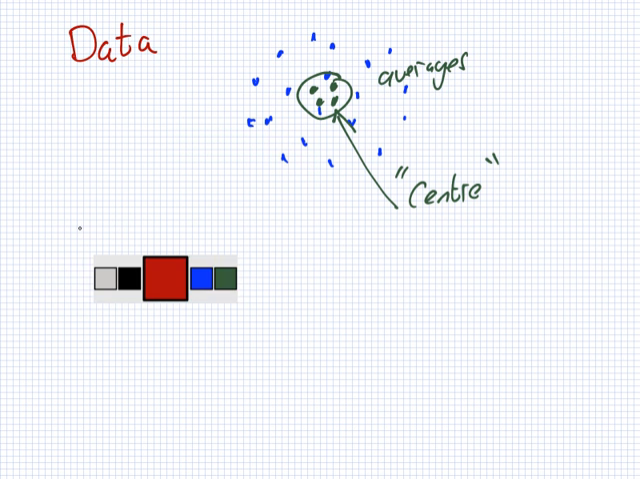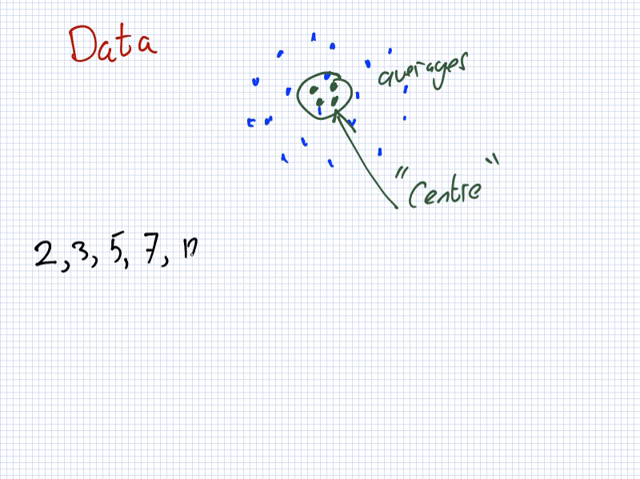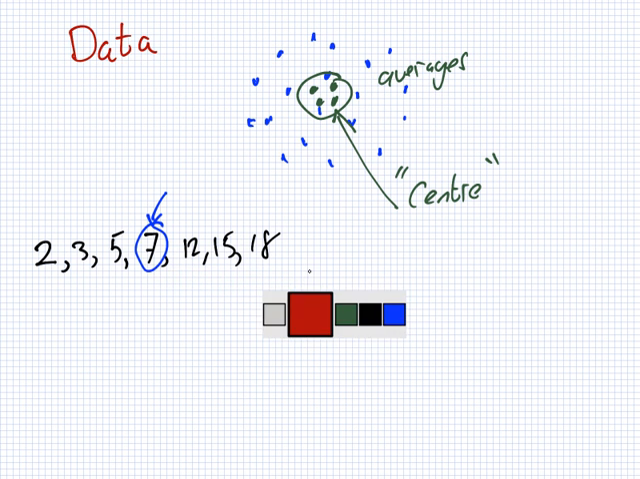So for example, a simple one would be like, if you had the data 2, 3, 5, 7, 12, 15, 18, the median is 7, which is literally the center if you order them from smallest to biggest. So averages are good for giving us information about the center of the data, but what they can't tell us is this. So consider this data.